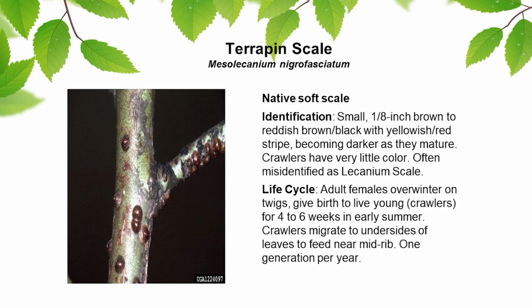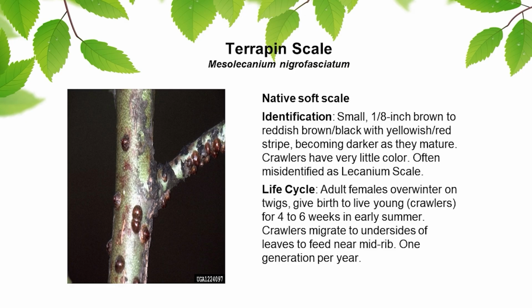Terrapin scale. Terrapin scale is a native soft scale. Adult terrapin scale are 1/8 of an inch in diameter, brown-red to brown-black in color with a yellowish-red stripe. They become darker in color as they mature. Crawlers have very little color. Terrapin scale is often misidentified as Lecanium scale.